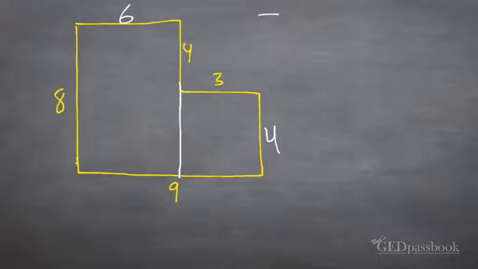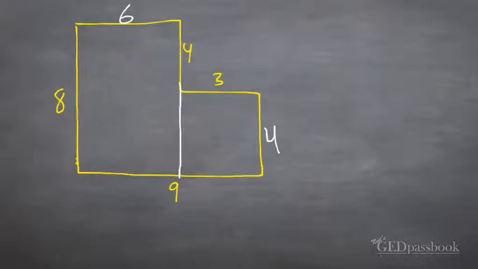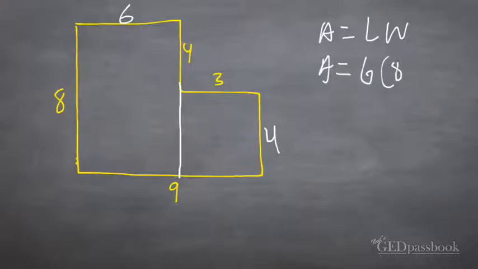So, you just found all the lengths. Now, just find me the area of each one. What's the area of that big rectangle? Remember, area for the rectangle is length times width. So, length is 6, width is 8. I totally got that backwards, but it doesn't matter. 8 times 6 is what? 48.